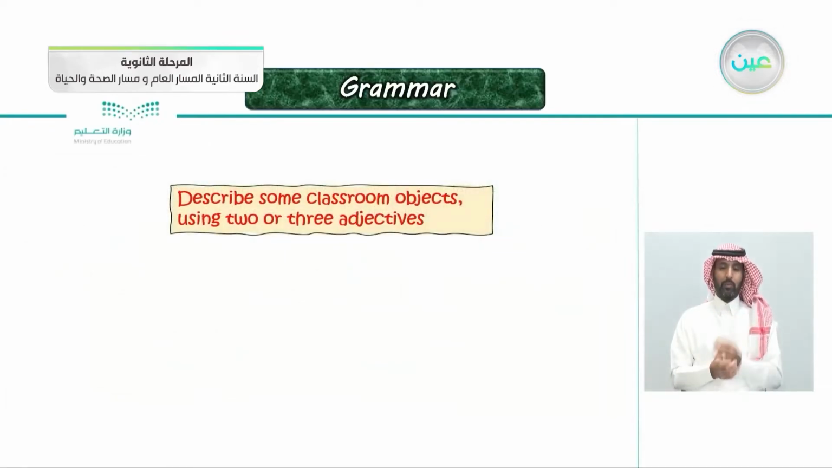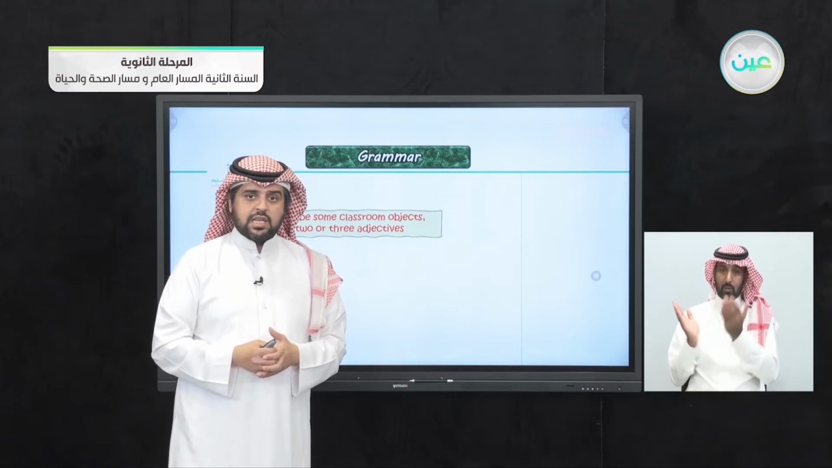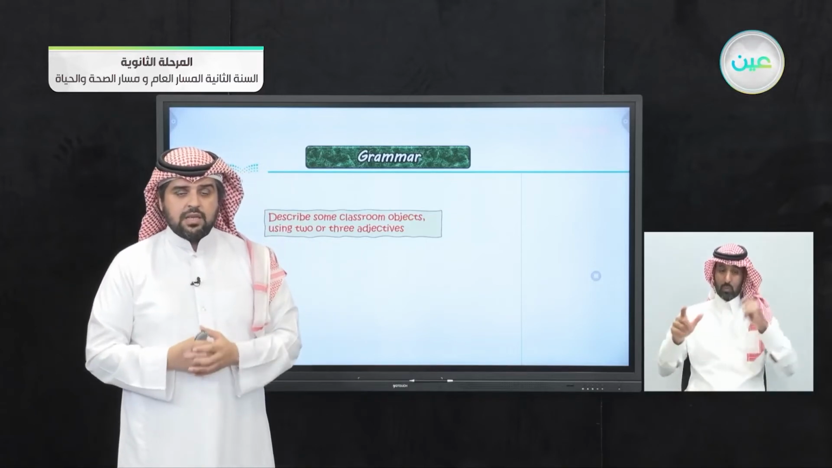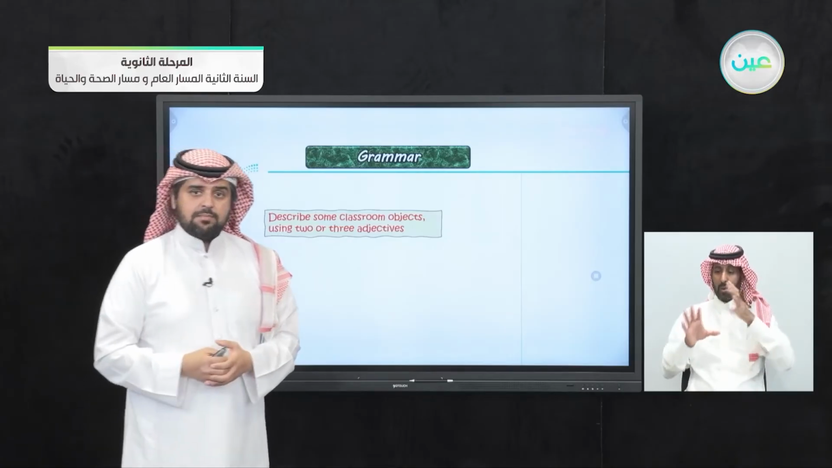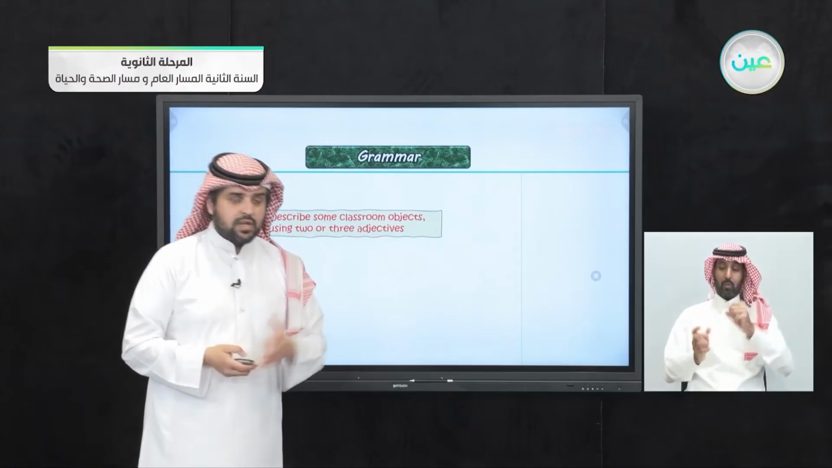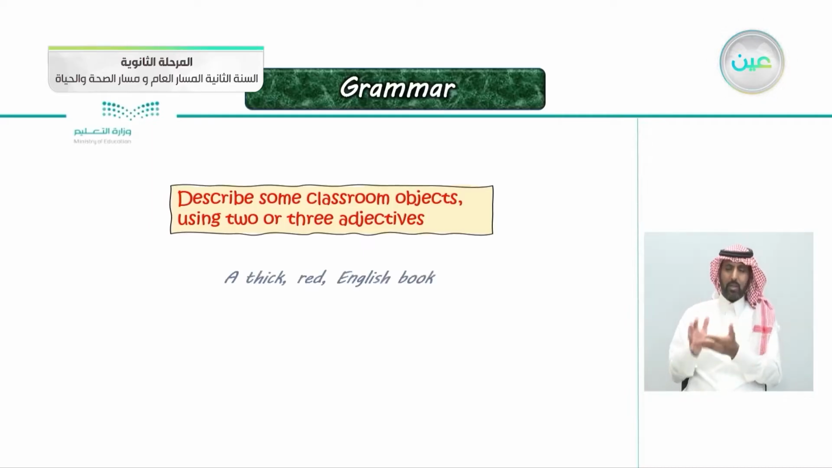Describe some classroom objects. Use 2 or 3 adjectives. Try to describe some object in your classroom. For example, the large white board that you use to project maybe some lessons. For example, the big green door of your classroom, and so on. So try to come up with sentences. Use 2 or maybe 3 adjectives to describe something that's in your classroom.